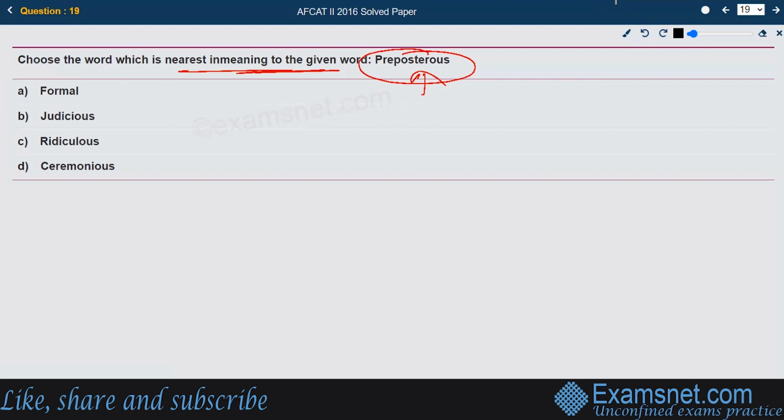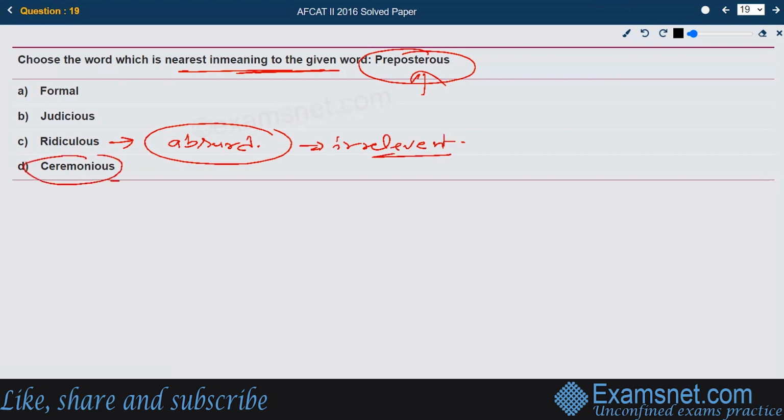Okay. Next word is ridiculous. Ridiculous means completely absurd. That is a waste. Something that has no meaning, irrelevant. These are the synonyms. Okay, so next is ceremonious. Ceremonious means something related to a ceremony, something to be celebrated. That is what ceremony means. If you look at the right answer for the word preposterous, the synonym is ridiculous. That is completely waste, completely absurd, completely irrelevant. Okay, so that is the right answer.